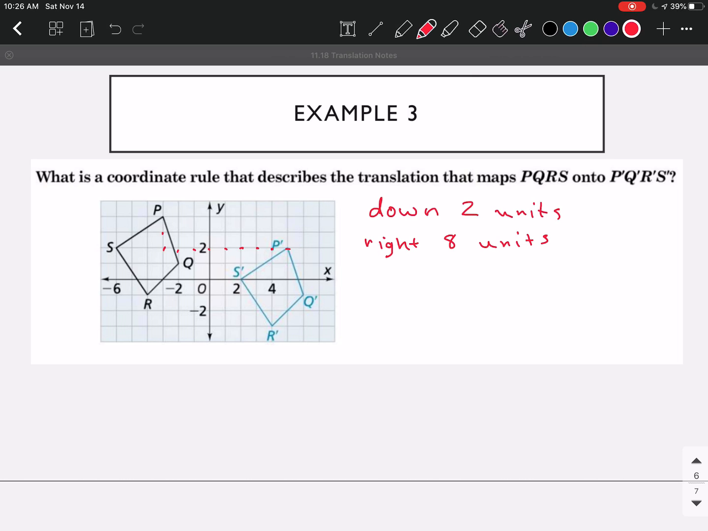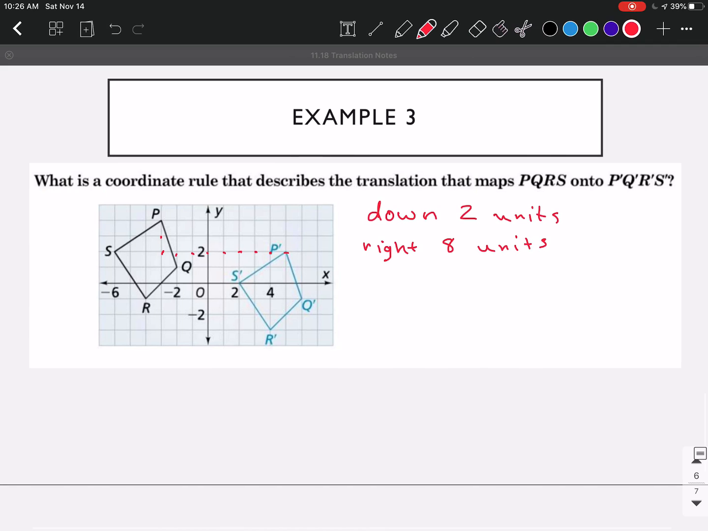So this will be my X movement, and this will be my Y movement. We can either go (x, y) yields (x + 8, y - 2), or we can have translations and have it be (8, -2) as the translation rule.